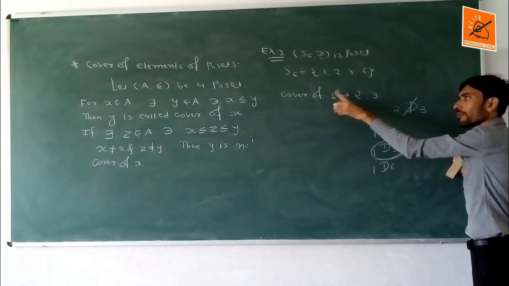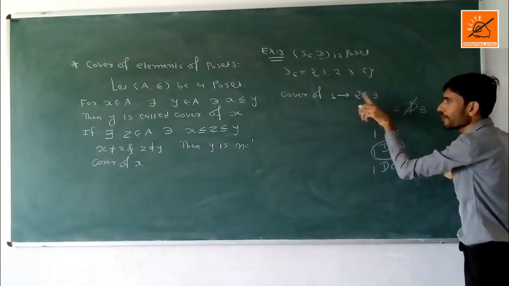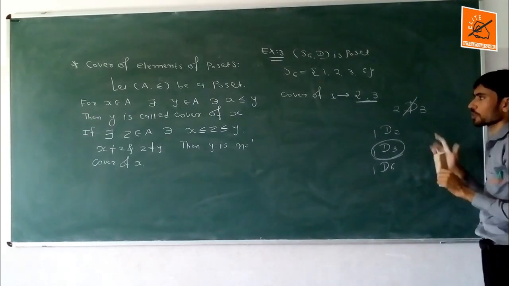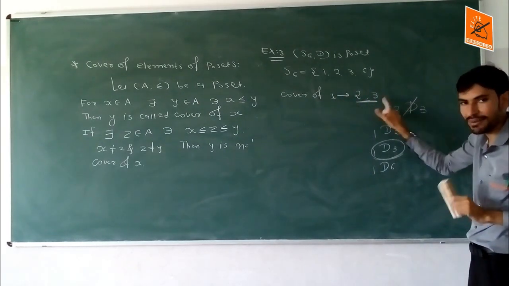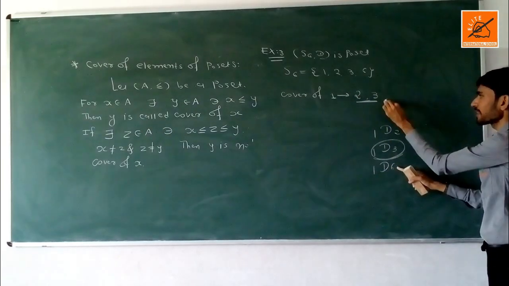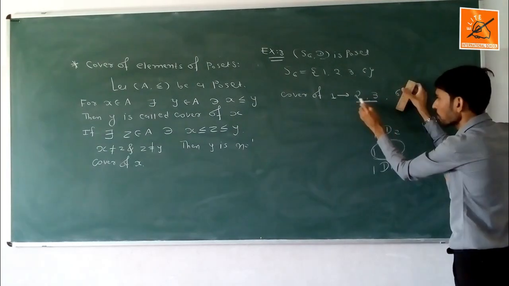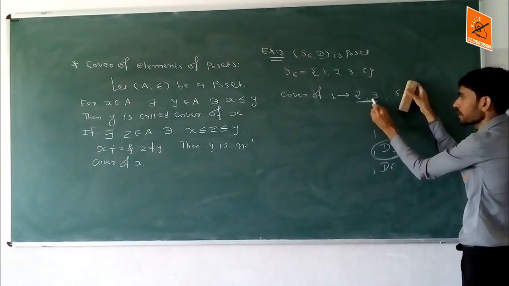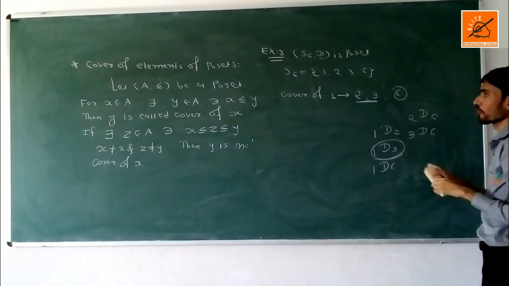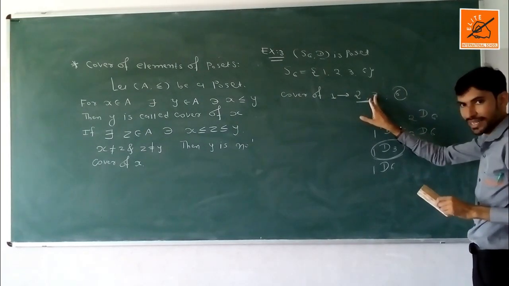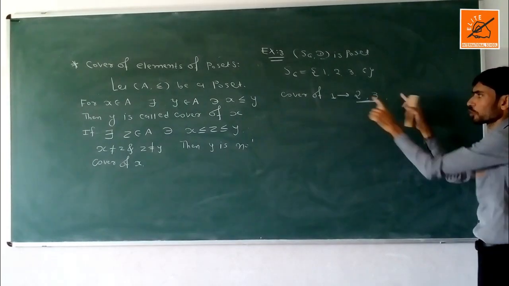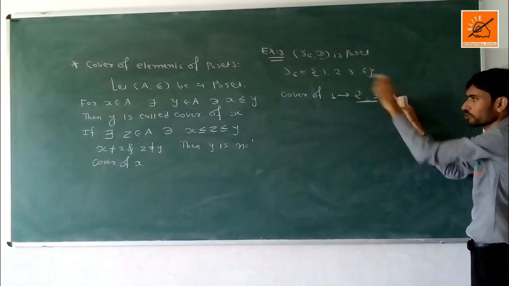1 divides 2 and 1 also divides 3. But 2 does not divide 3. These 2 and 3 are not related with each other because 2 does not divide 3. So 1 directly divides 2 and 1 directly divides 3. Now see here. 1 divides 6. If we write the 6, then observe, both elements 2 and 3 divide 6. 2 divides 6 and 3 divides 6. So 1 divides 6, but through 2 and 3. So 6 is not a cover of 1, because 2 and 3 both divide 6.